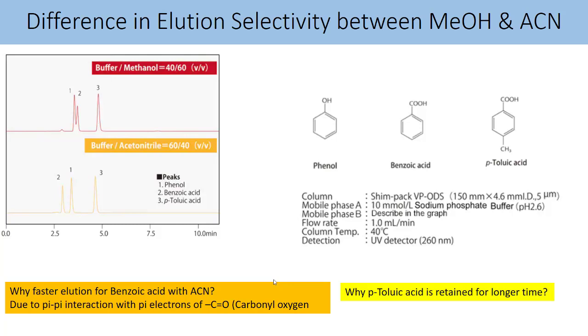But in the case of para-toluic acid, you have a methyl group. Now this methyl group brings a little hydrophobicity, and because of that there will be a good amount of interaction with the hydrophobic stationary phase like C18, and this results in a good amount of interaction with the stationary phase for para-toluic acid, and hence it is retained for a longer time.